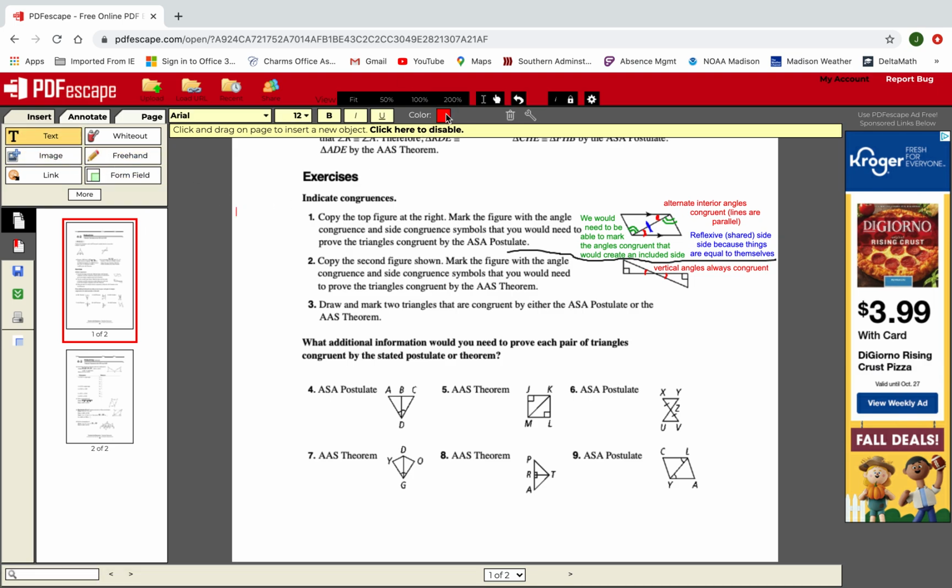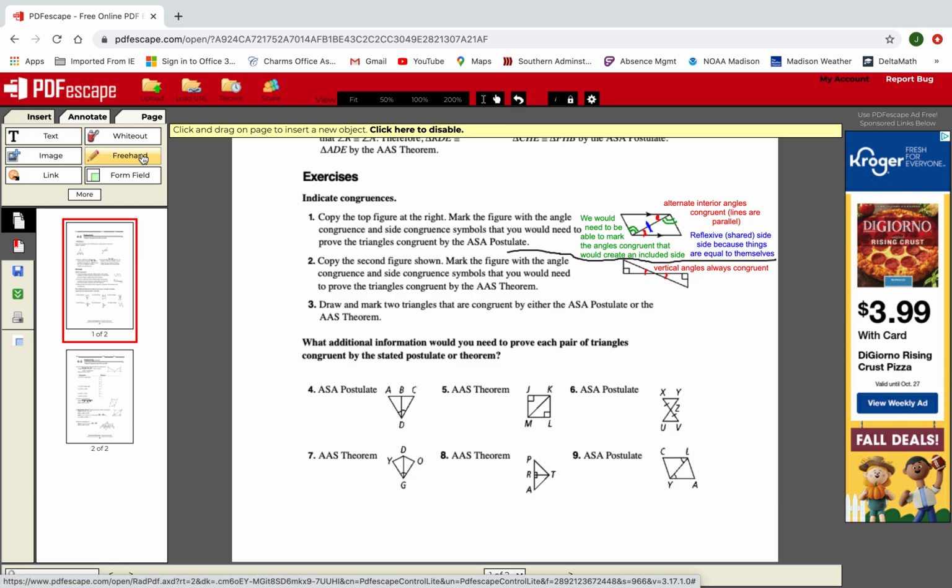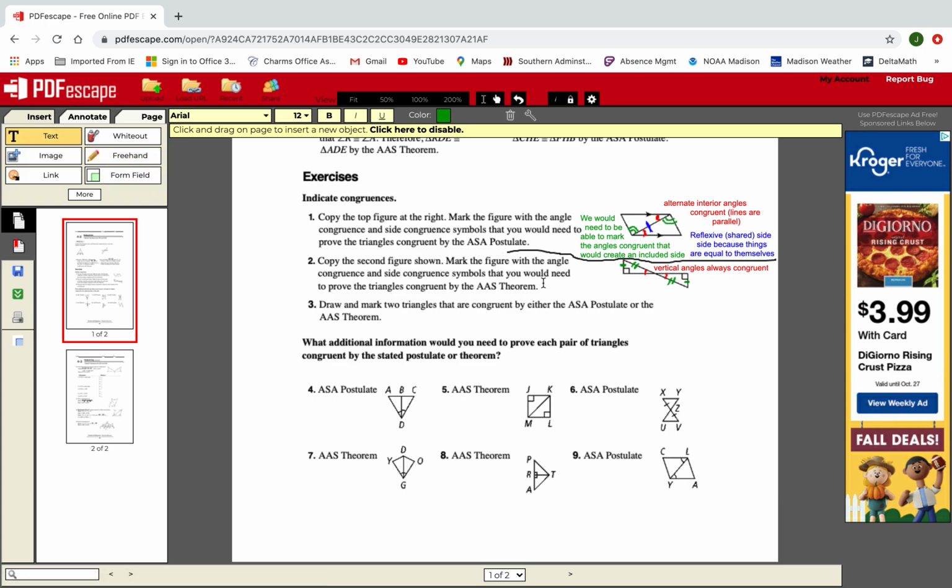So in order to use AAS, we are going to need a side that is not an included side, okay? So in order to find the side that's not the included side, we need to find the side that is the included side and pick a different one. This would be the included side because it's between those angles. So we could either choose this side or we could choose this side, okay? So that would be congruent to this one, or the hypotenuses would be congruent. Either way, okay?